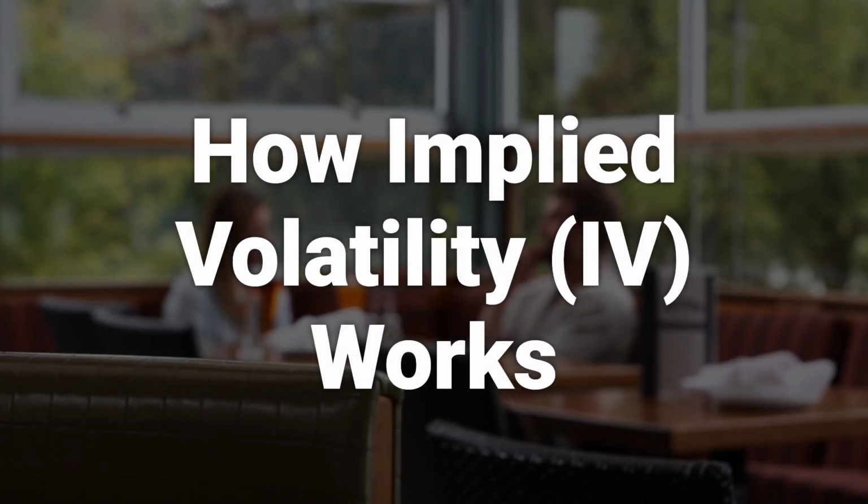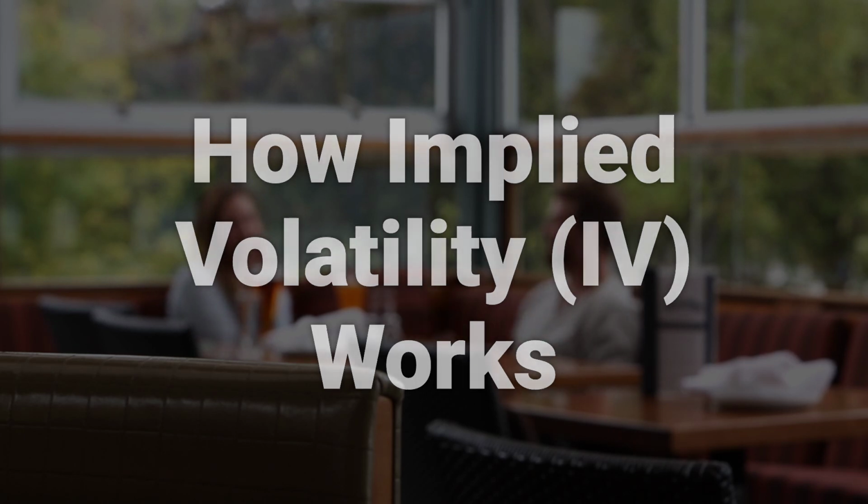Implied volatility forecasts a likely movement in a security's price. It's represented by the symbol sigma and is used to estimate future fluctuations based on certain predictive factors. It usually increases in bearish markets and decreases in bullish markets.